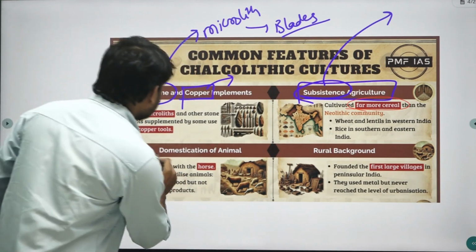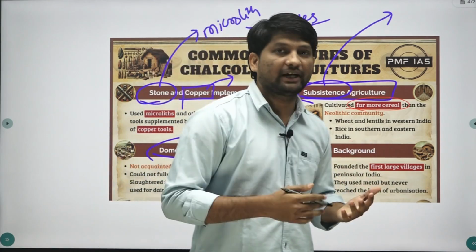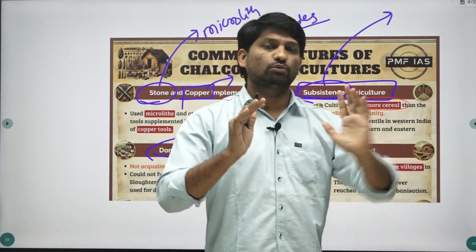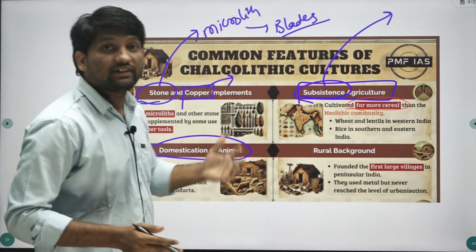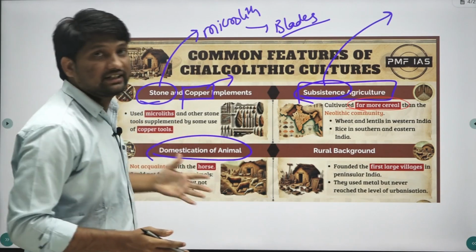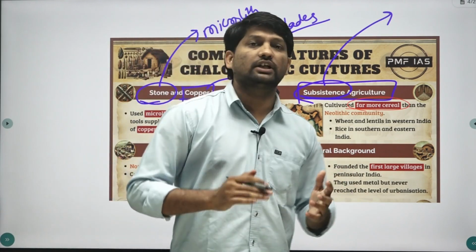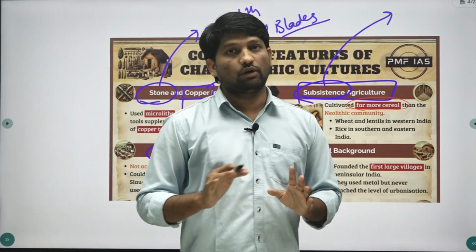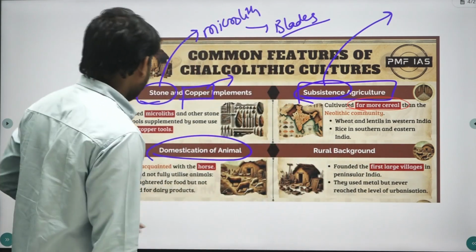If you see the domestication of animals, we have already seen people practiced domestication from the Mesolithic also, but basically most of the time in the Neolithic culture. Even during this period, they were continuing the domestication of animals. If there is a question whether they were acquainted with the horse, no, horse and cow will come definitely during the early Vedic period.